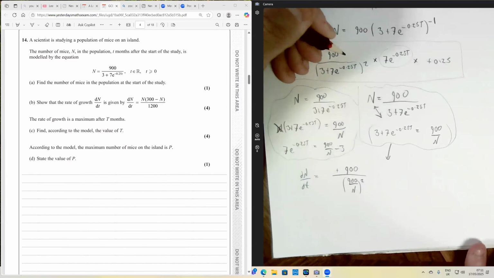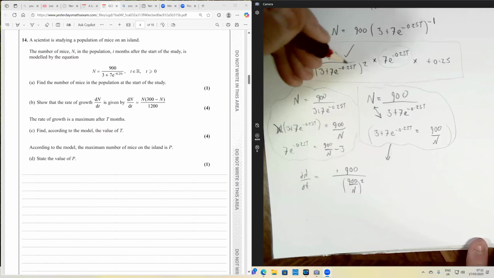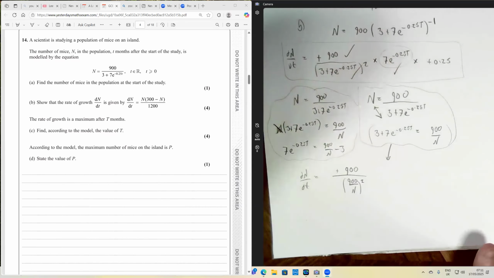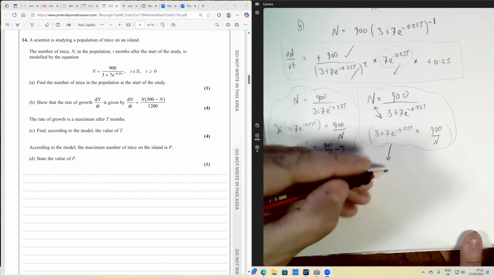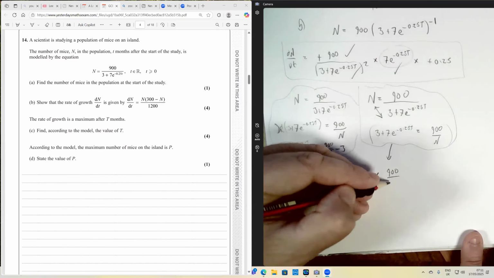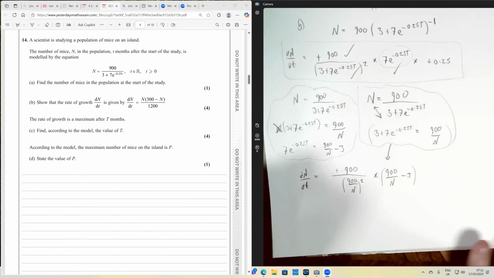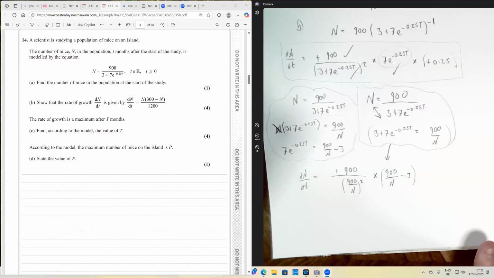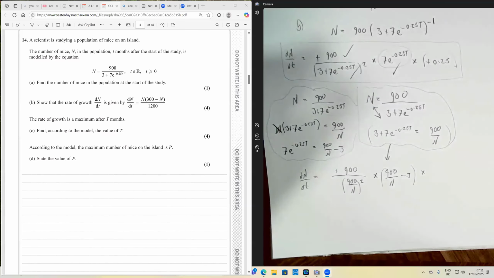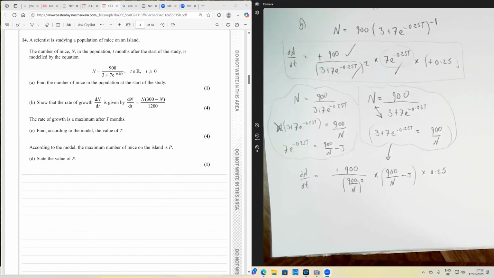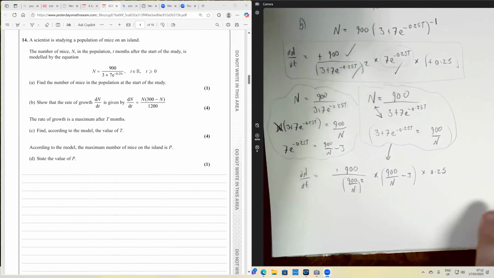So we've dealt with that, there's our 900. We've dealt with that, there's our 900 over n squared. We're now about to replace this. This is now getting replaced by 900 over n minus 3. So 900 over n minus 3, like so. So that's great. So we've dealt with that. And we're still just timesing by 0.25. Okay, that's looking really good now.